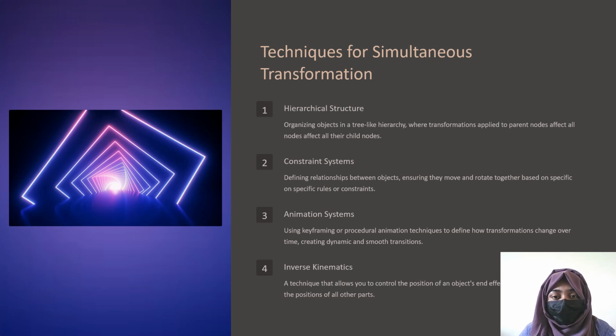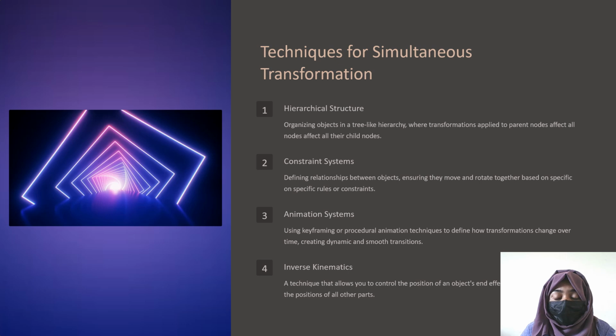Then constraint systems: defining relationships between objects, ensuring they move and rotate together based on specific rules or constraints. If you are trying to rotate or move an object, we can only rotate it as a whole, like rotating the whole body. It is not that we rotate only a single edge. So here we are defining the relationship between these objects.